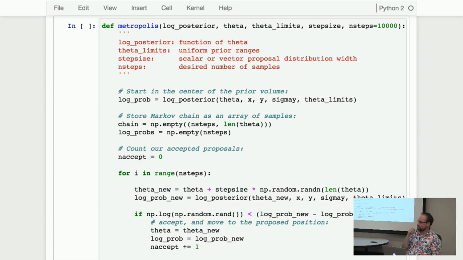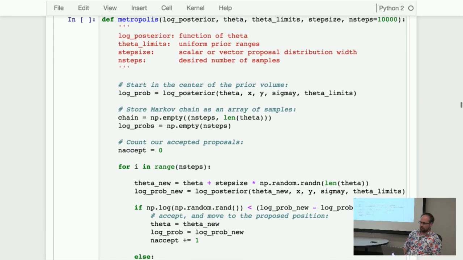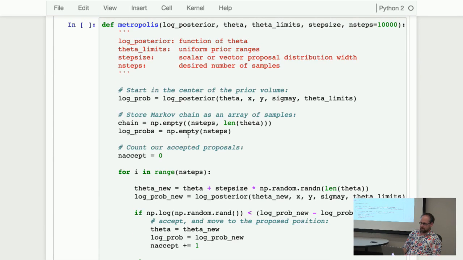Okay, so here it is in code. So we start somewhere, and in fact this is out of date here, because see where I said start in the center of the prior volume. Actually, what this sampler is doing is starting at the input value of theta. So Daniel said to me last night, hey, you should really let the user initialize the starting position because it's important. So we did that, and now this comment is wrong. So I'll just go ahead and delete that.